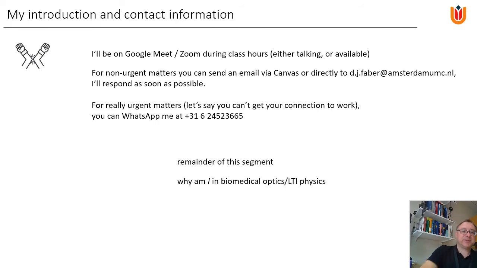Then I would like to give you some contact information. I will be on Google Meet or Zoom or whatever platform we settle on during class hours. I will be either talking or available. For non-urgent matters, you can send an email via Canvas or directly to my email address given here, and I'll respond as soon as possible. For really urgent matters, say you cannot get the connection to work when the class starts, you can send me a WhatsApp at the number listed here.